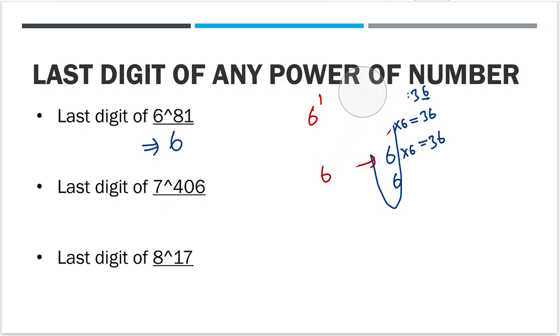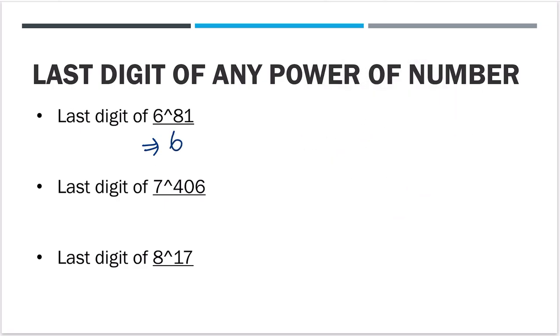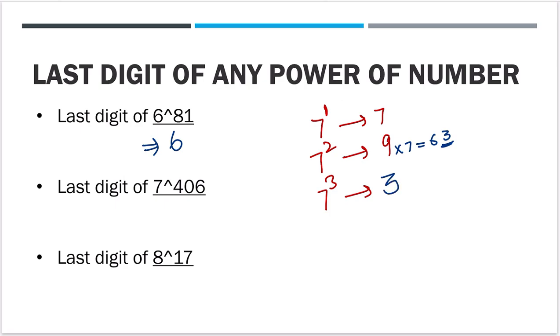Moving on. In the case of 7, I will show you. 7 raised to power 1 is 7. 7 squared is 7 7s are 49, so the last digit is 9. 7 cubed, I have already told you, rather than calculating 7 into 7 into 7, simply do 9 into 7, 63. Your answer will be 3. So put a 3 here.